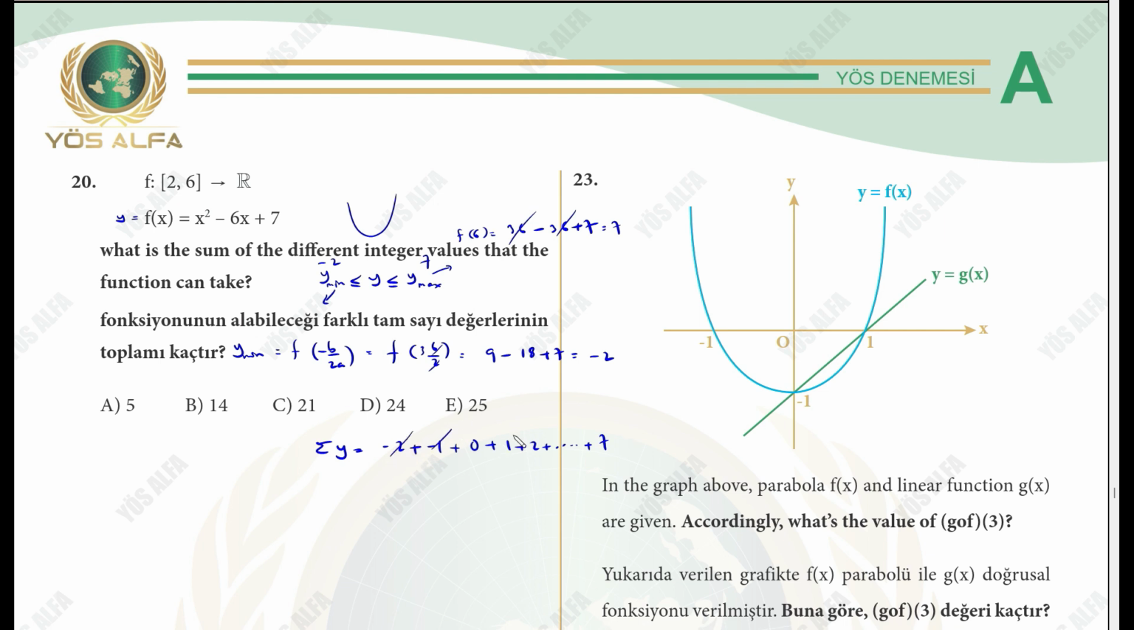So minus 2, minus 1, 1, 2, they cancel out each other. So we can find the sum from 3 to 7. 6, 4 is 10, 7, 3 is 10, and plus 5 is 25. So our sigma y is 25.